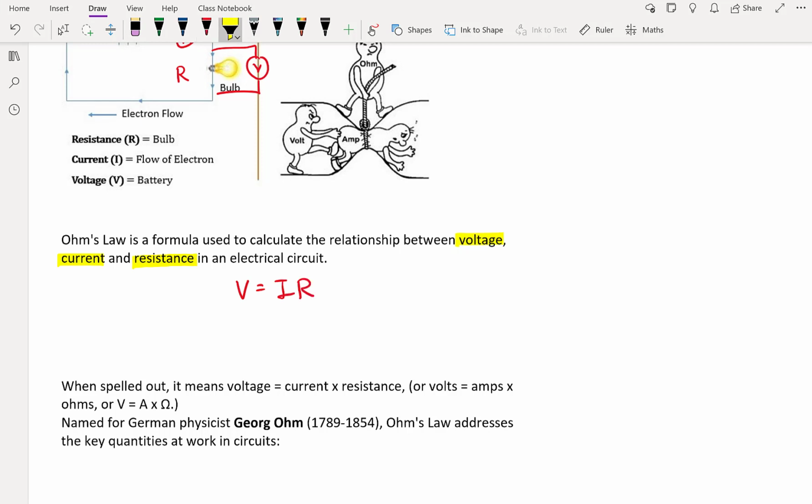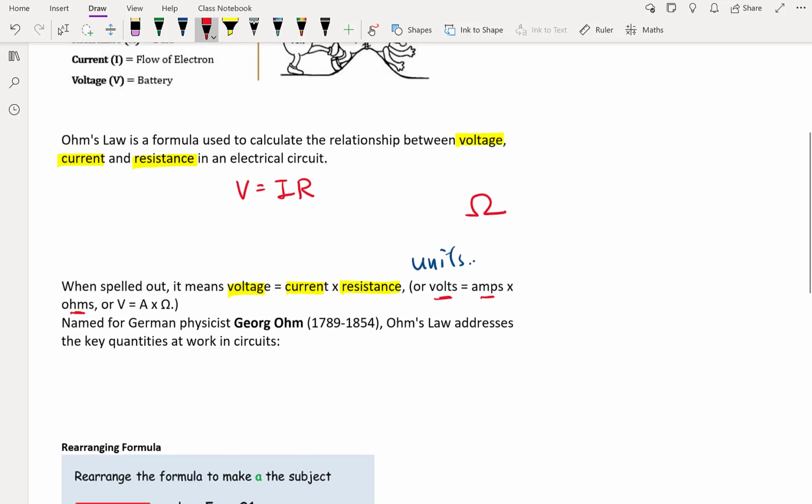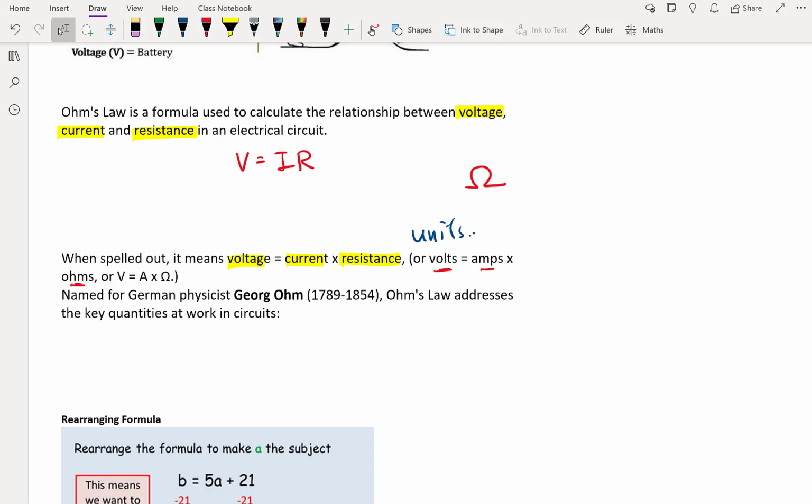If you read it, V is for voltage, I is for current, and R is for resistance. For units, volt is for voltage, amps is for current, and ohms is for resistance. When we write the symbol ohms, it's more special. We write it in this way, a capital letter. And this law is named after German physicist Georg Ohm.